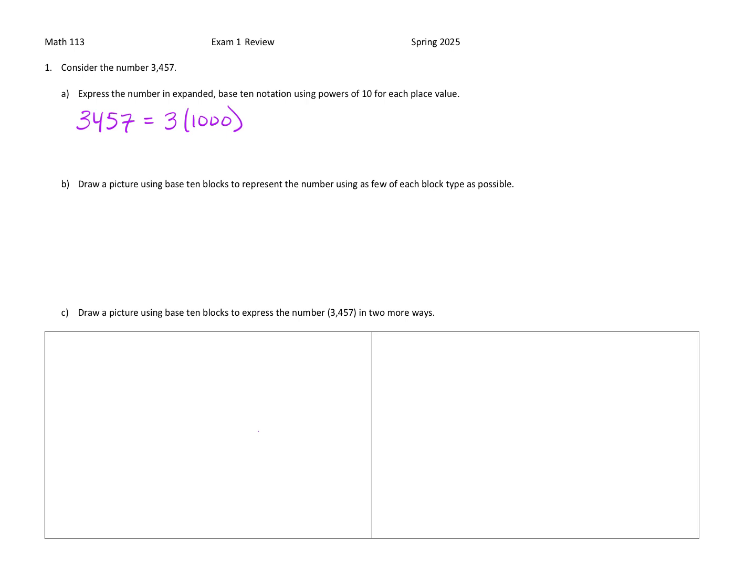3,000s, 400s, 5 10s, and 7 1s. But they asked us to use powers of 10 for each place value. So instead of thousands, hundreds, tens, and ones, I want to use powers of 10.